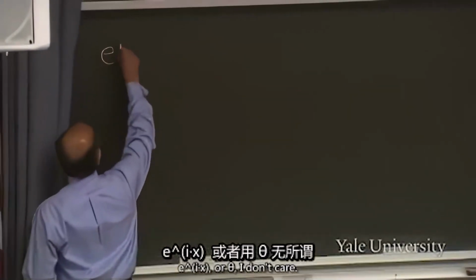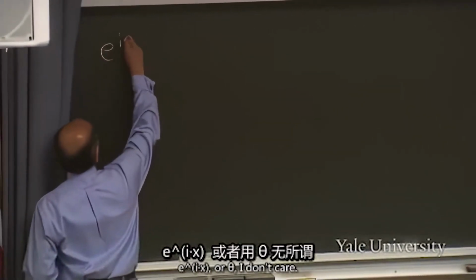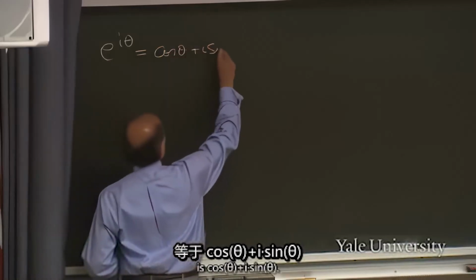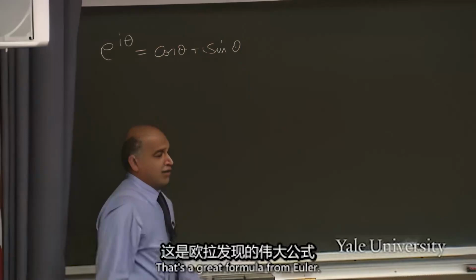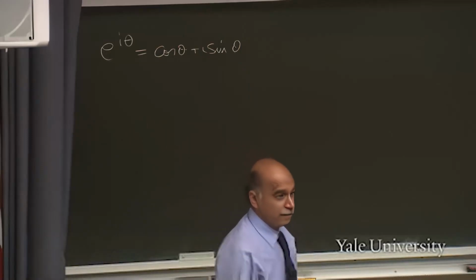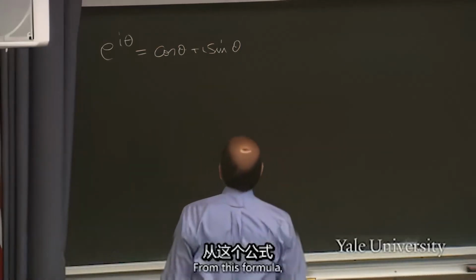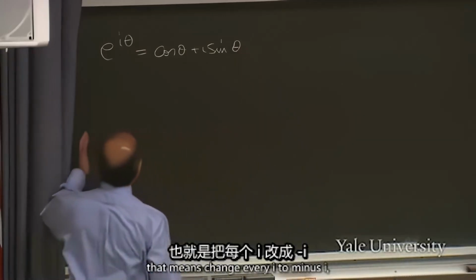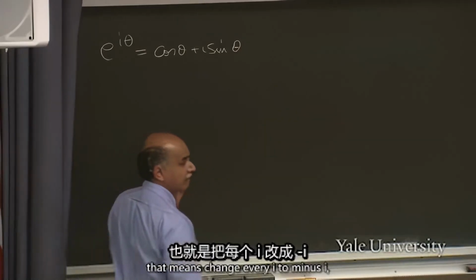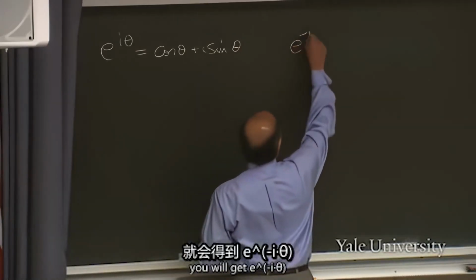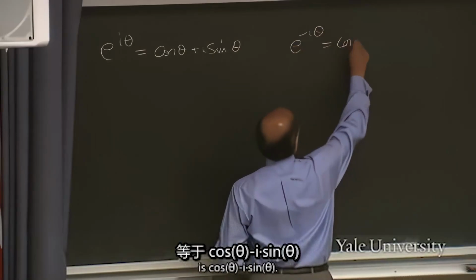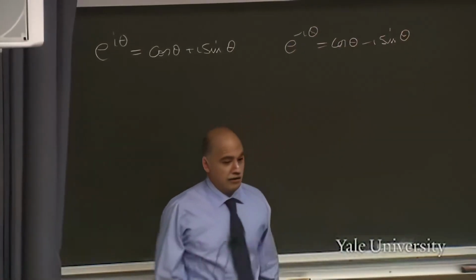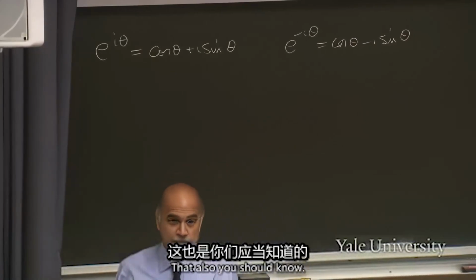e to the i x, or theta, I don't care. Let me call it theta here, is cosine theta plus i sine theta. That's the great formula from Euler. From this formula, if you take the complex conjugate of both sides, that means change every i to minus i, you will get e to the minus i theta is cosine theta minus i sine theta. That also you should know.